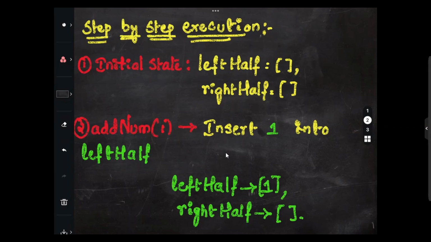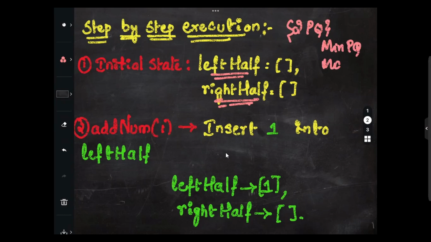The first step here, we are going with the left half and the right half. So we are going with 2 priority queues, one min priority queue and one max priority queue. Just keep this in mind. We are making use of both the min priority queue as well as the max priority queue.